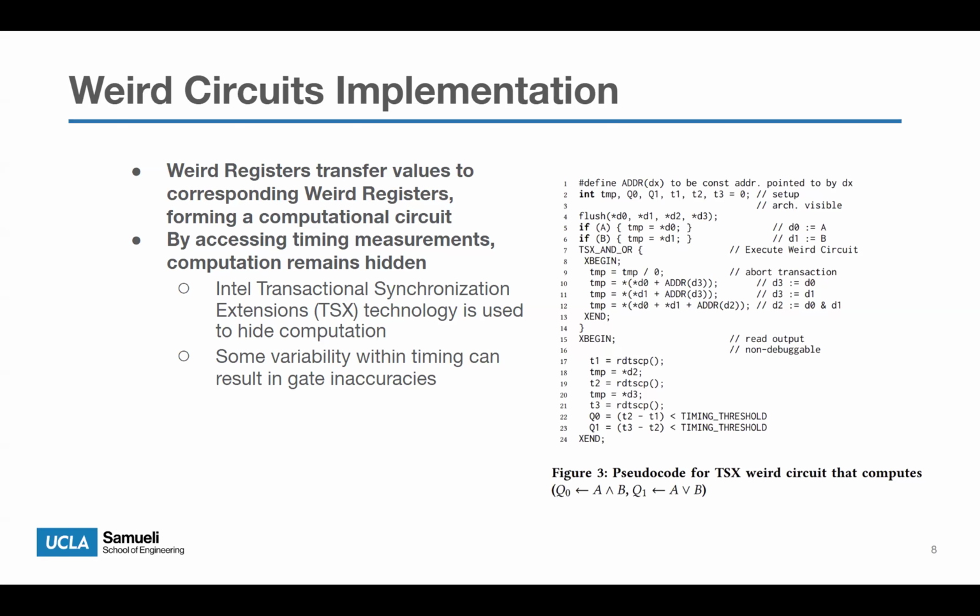So essentially, in the architectural state, we can transfer these values from the microarchitectural state to the architectural registers. And this is important because in the architecturally visible state, we only see timing measurements and not really the computational side, which hides a lot of that computation. However, these timing measurements have some variability because of system noise. Since we're measuring time, anything can affect it. However, they said that the gate inaccuracies are very minimal, so it's still relatively reliable.